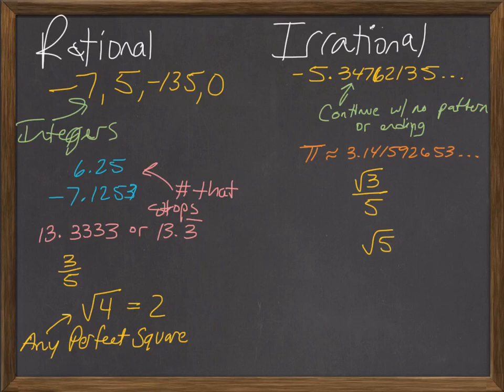Just the big things here are, again, decimals. The big one is decimals that stop or have a repeating pattern, those are rational. But decimals that don't, like pi or the first example I did there, are irrational. Square roots that aren't perfect squares, like the square root of 5 or the square root of 13, are irrational. And the square root of 3 over 5, again, a fraction that has a radical or square root in it, is also irrational.